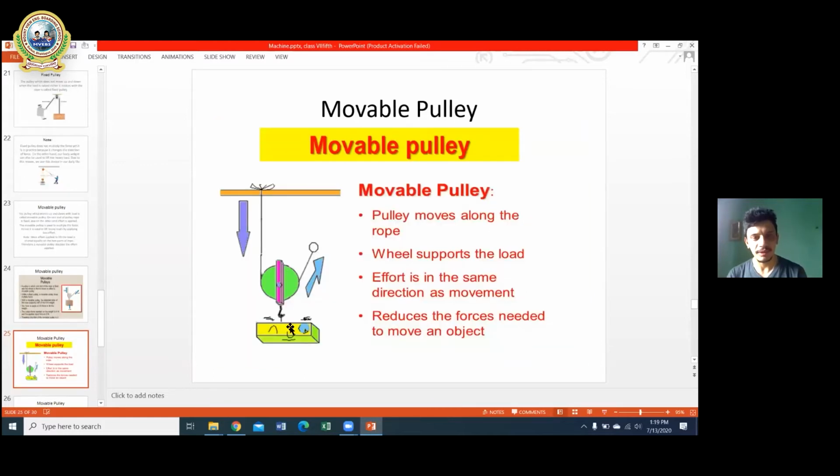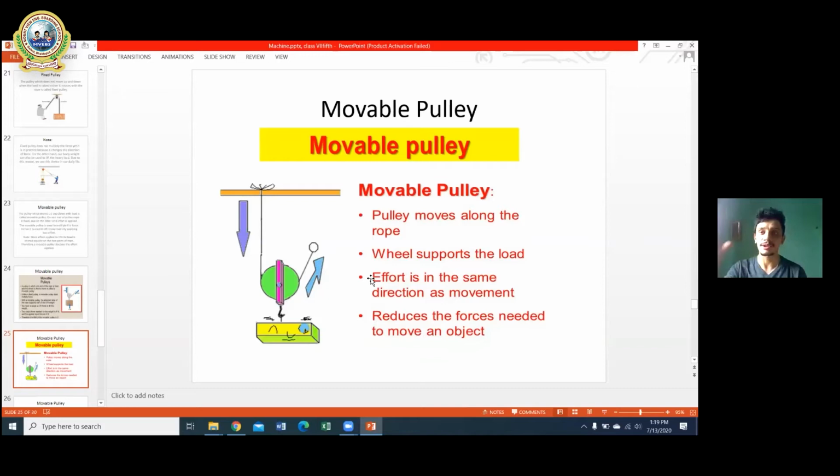When this load is pulled upward, force is applied, and here are two rope segments. Suppose you have to carry a 20 newton load. In that case, 10 newton force is applied by this rope, and this rope applies another 10 newton force, 10 plus 10 is 20. That means the actual force you apply is just 10 newton.